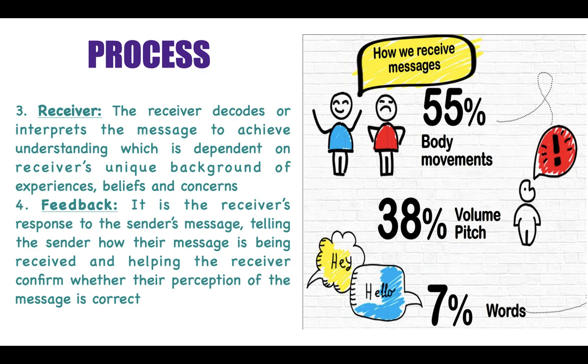So, it's the receiver's response to the sender's message, telling the sender how their message is being received and helping the sender confirm whether their perception of the message is right or not. Basically, feedback provides three functions. It provides continuity in the conversation. Second, it indicates the effective understanding or misunderstanding of the message. And third, it stimulates further communication or further discussion. So these are the three basic functions of the feedback provided by the receiver.